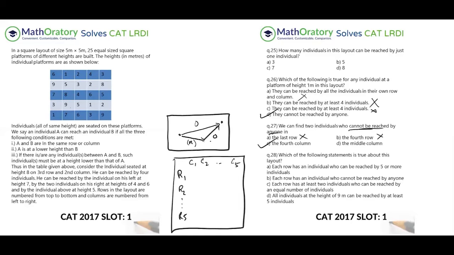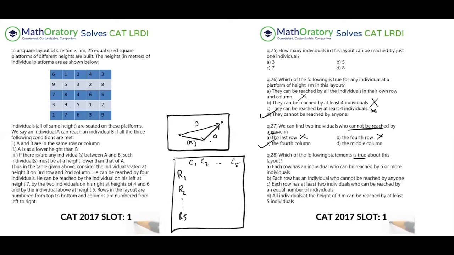Relatively easier than the first one I meant. That's question number 25. That is something to do, I believe. Okay, 28. Which of the following statements is true about this layout? Okay. Each row has an individual. We're looking for true, right? Okay.